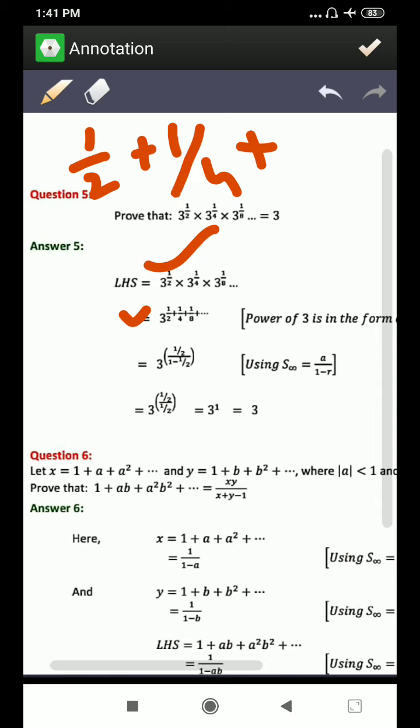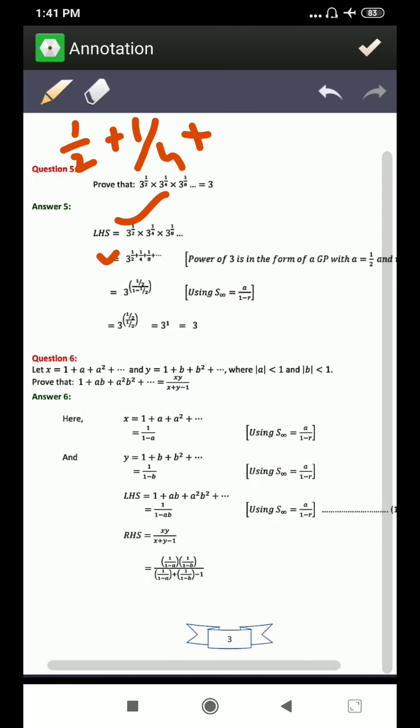Now we come to the last one, question number 6. In this, X is given as 1 plus A plus A square and so on, Y is given as 1 plus B plus B square and so on, and you have to prove 1 plus AB plus A square B square and so on is equal to, right side is XY upon X plus Y minus 1.